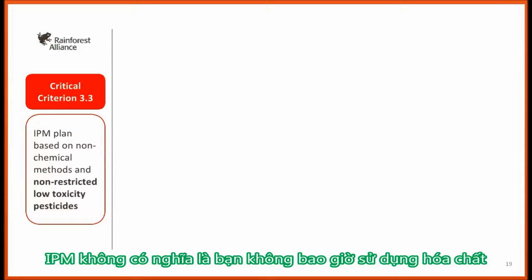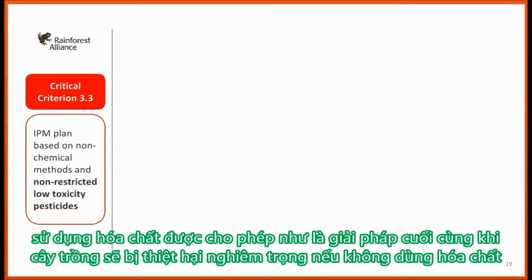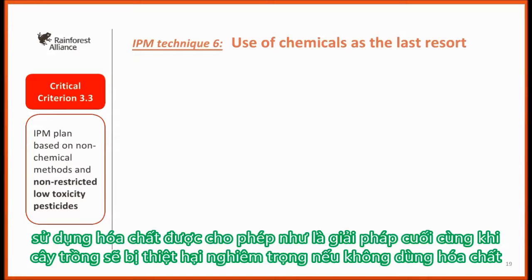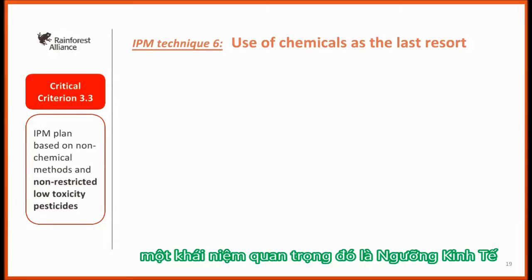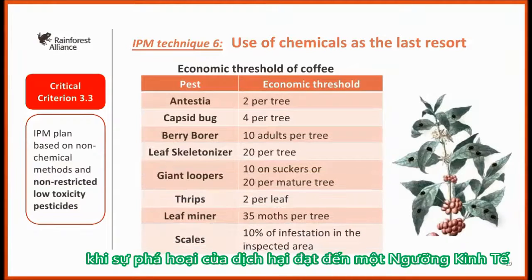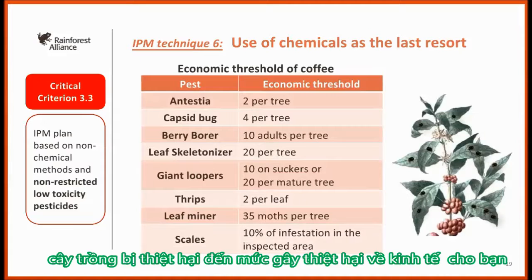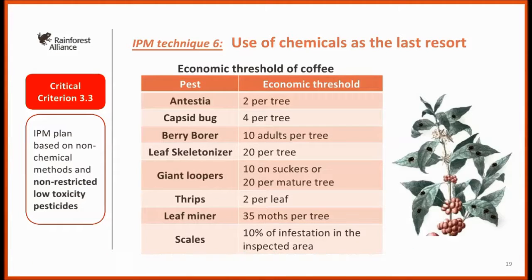IPM does not mean that you can never use chemicals and you have to go organic. Chemical application is allowed as the last resort only when the crop would be significantly damaged if you don't apply a chemical. An important concept here is economic threshold. When a pest infestation reaches an economic threshold, the crop is damaged to the extent that causes you economic loss. In such case, a chemical application can be justified.